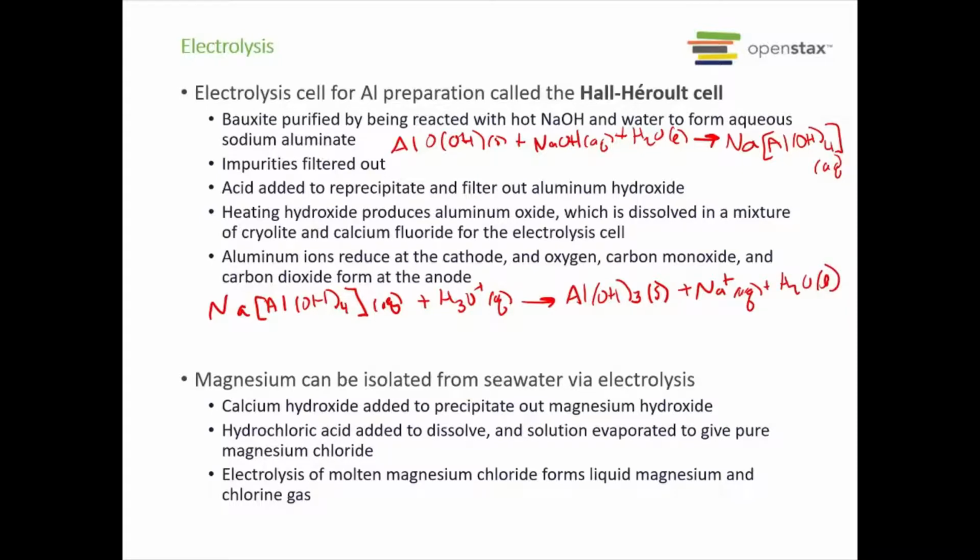So now we filter out that precipitated aluminum hydroxide. And then we heat it to make it into aluminum oxide, Al2O3.